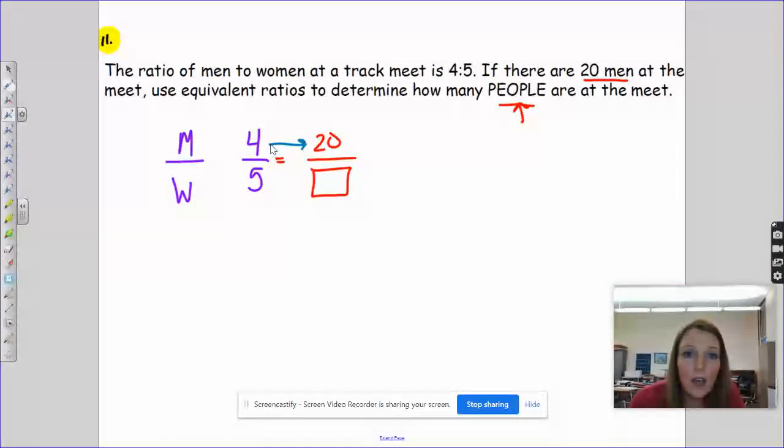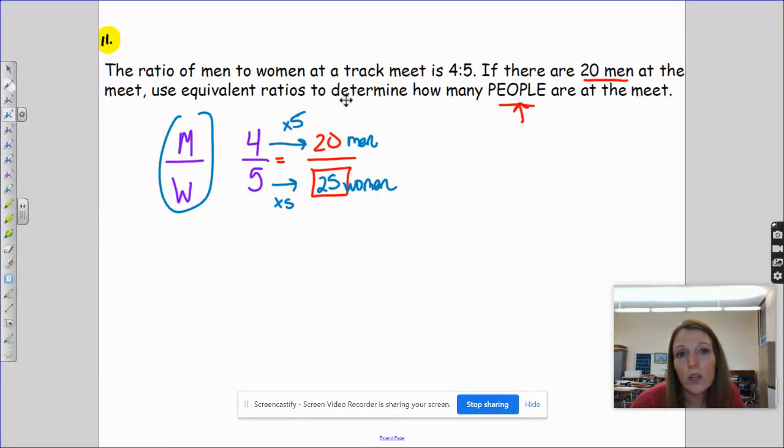So here I can see that 4 could get multiplied by 5, right, to get 20. So if I multiply 5 by 5, that will be an equivalent ratio. 5 times 5 is 25. So these are pretty important because that tells me what I just found, that at this track meet, they already told me that there were 20 men, and I just found out that there were 25 women.